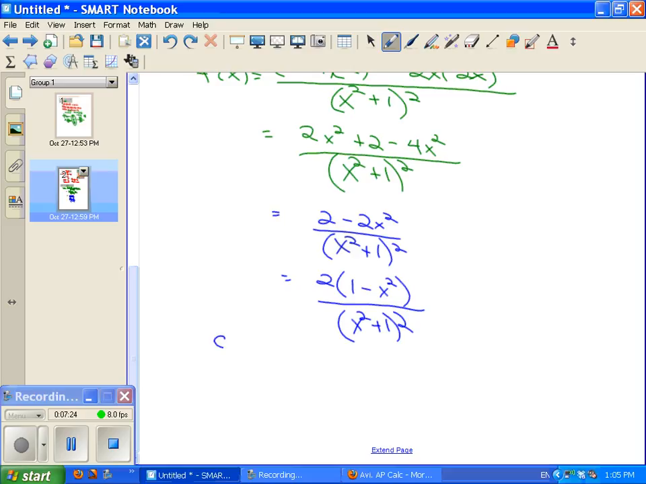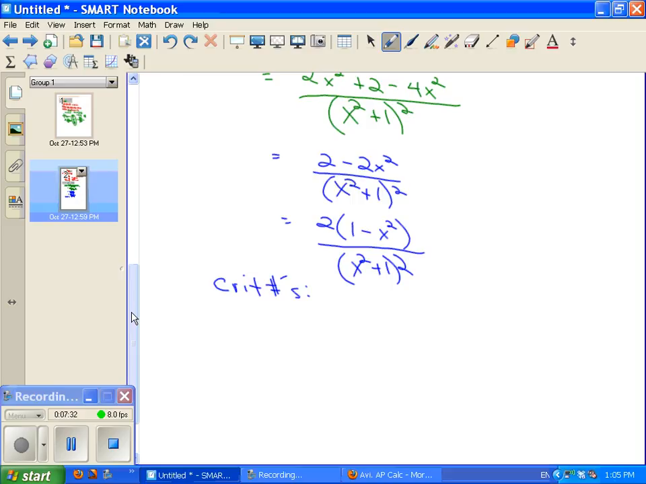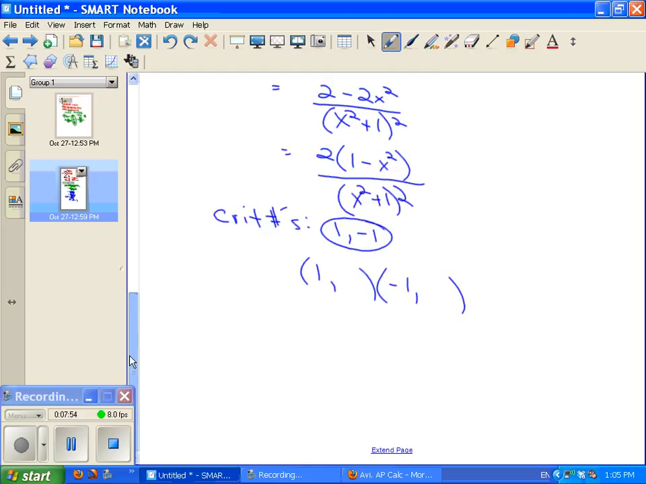Okay, but critical numbers. That's going to be where the top is 0 or the bottom is 0. What numbers are going to make that happen? 1 and negative 1. Can I get the bottom to be 0? No, actually. So I'm okay there. So these are going to be my two critical numbers. What else do I need to test? The endpoints, negative 2 and 2. I should probably put these in numerical order. So let's go negative 2, negative 1, 1, and 2.